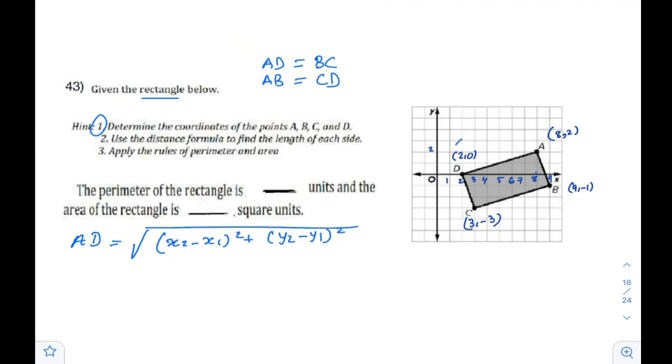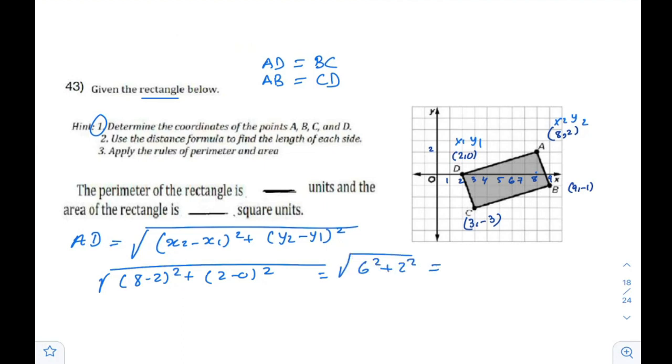If we assume this is x1, y1, and this is x2, y2, this will be x2 minus x1, so 8 minus 2 all squared, plus 2 minus 0 all squared, which is 6 squared plus 2 squared, which is the square root of 36 plus 4, which is the square root of 40. I leave it as it is. Of course, BC will be the same. So this will be the square root of 40 as well.